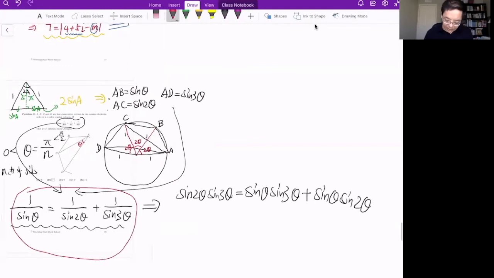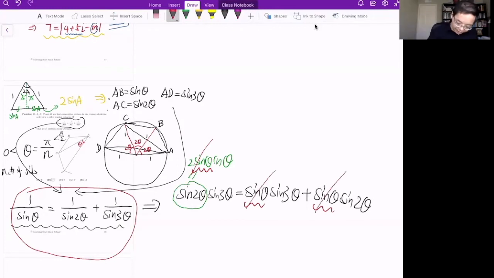All right, now let's recall the double angle formula. So this one I can write as 2 sine theta times cosine theta, right? So that's the double angle formula. The point is, I have sine theta here, and sine theta here. I can cancel sine theta on both sides because theta is not 0, so sine theta is not 0, I cancel it. So therefore, I get twice sine 3 theta cosine theta equals sine 3 theta plus sine 2 theta.